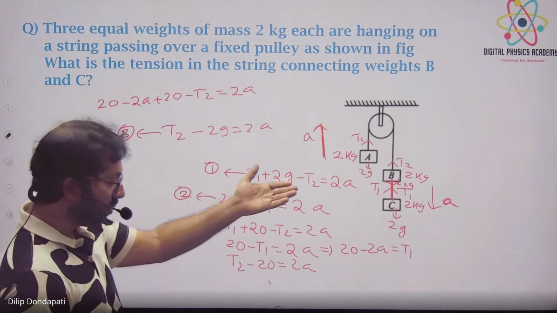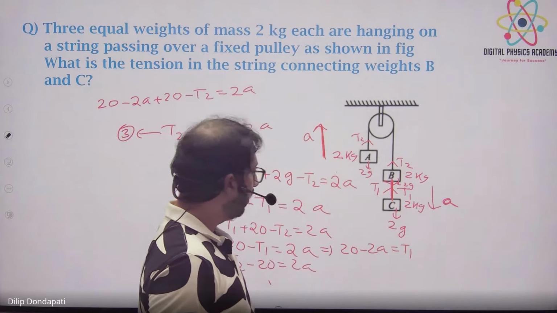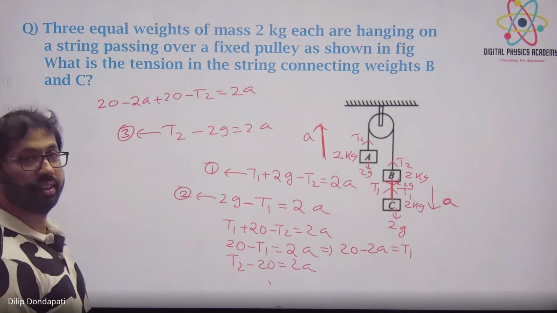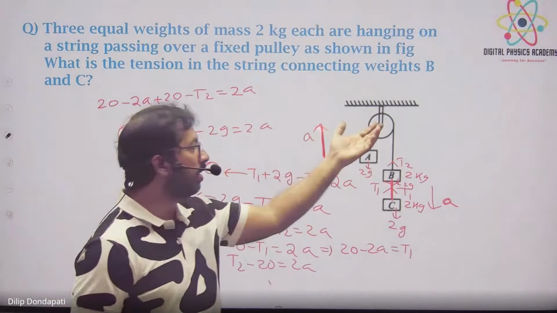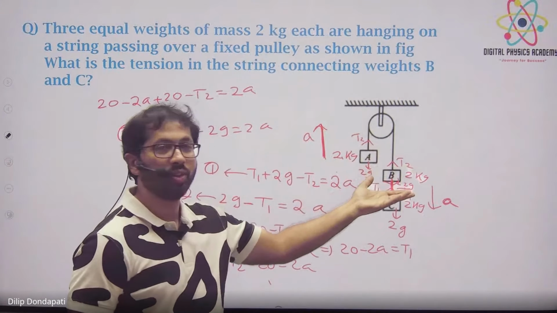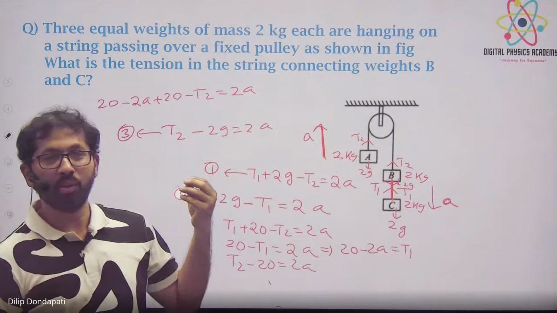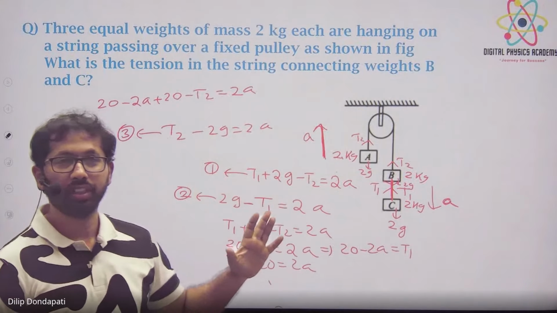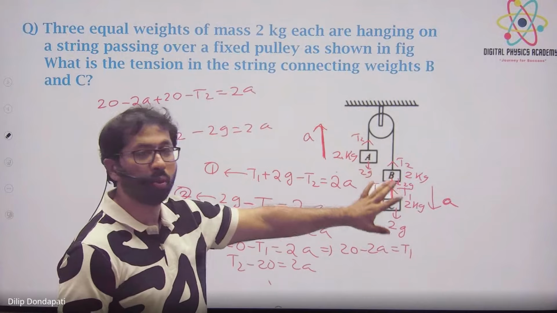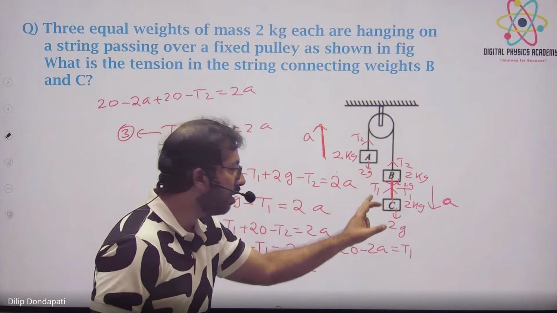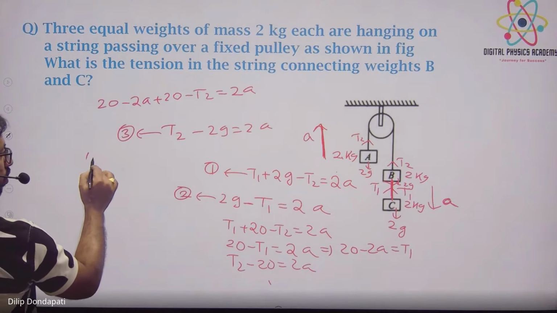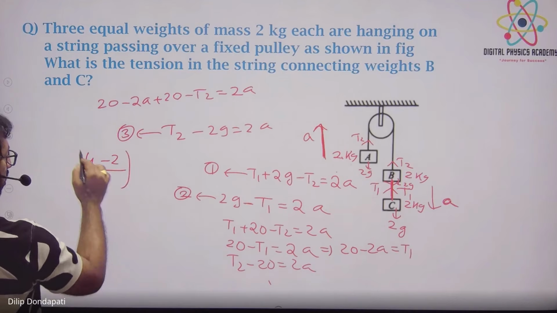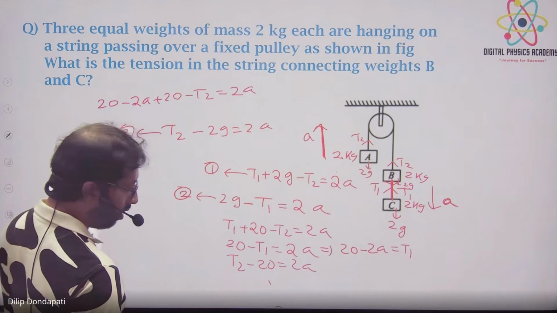Now after getting the acceleration, substitute in one equation and find the tension. But I'm still lost at acceleration only, sir. That's why I'm telling you: whenever a pulley and two blocks are there, use the shortcut formula. We already derived it: m2 minus m1 by m1 plus m2 into g. Remember that whenever there is a pulley and two blocks. So m2 is nothing but the total mass. Total mass is how much? 4. It comes in one step. Don't waste so much time.